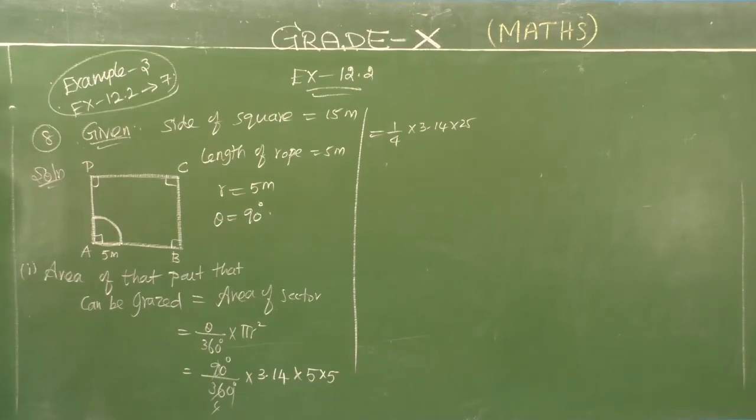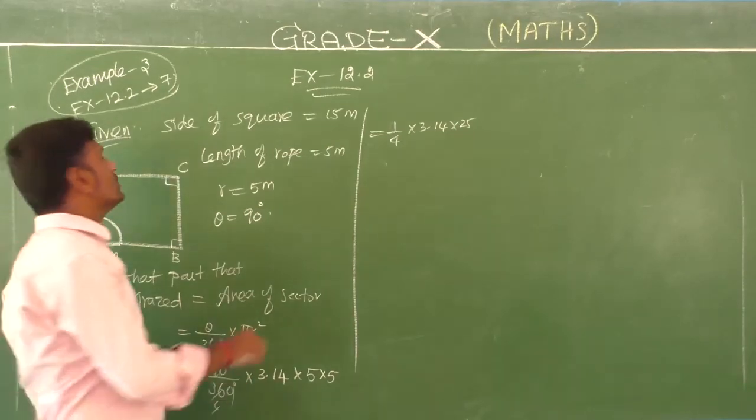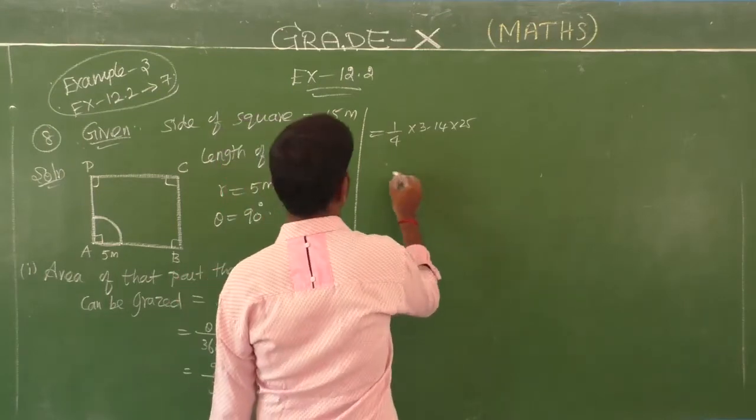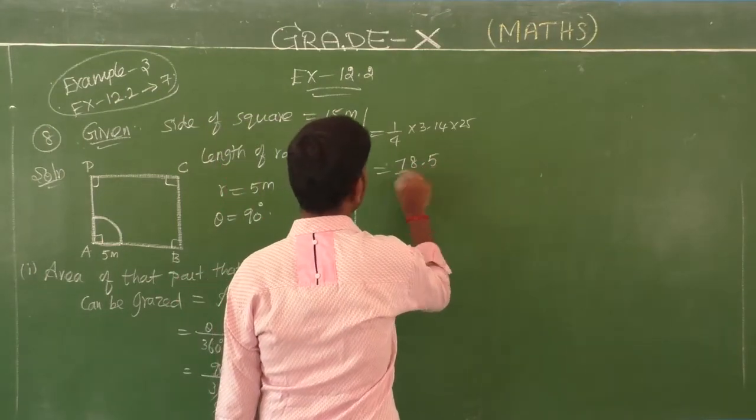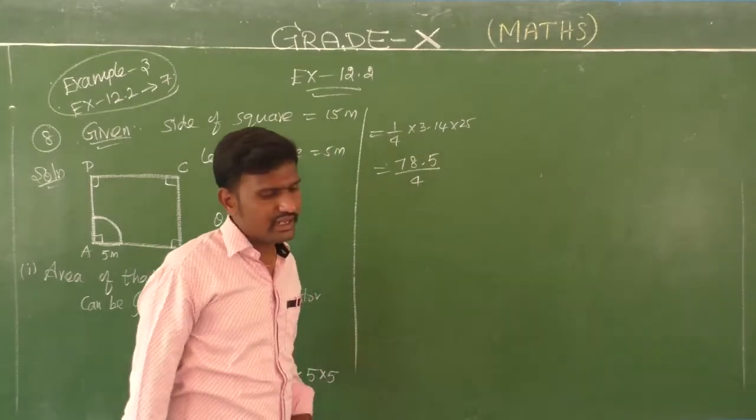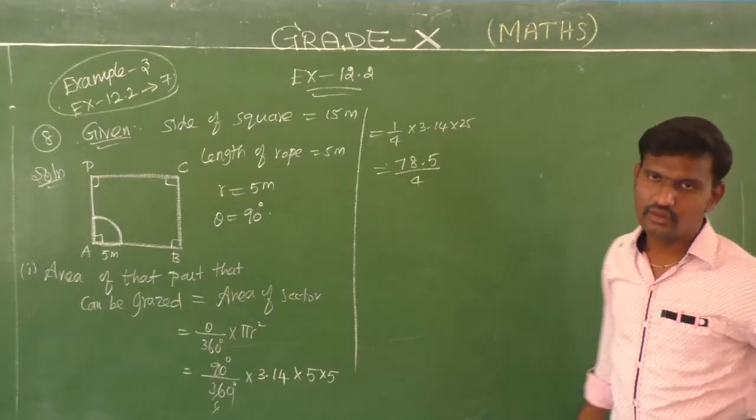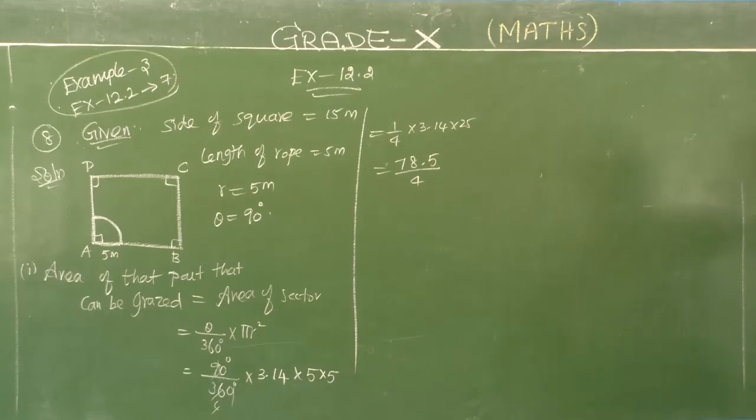So 5 fives are 25, put 5 carry 2. 1 five is 5, plus 2 is 7. 5 threes are 15. Then multiply by the two's table: 4 twos are 8, 1 two is 2. So 0, 5, 8, 7. Okay, that is 78. The two decimals I am going to move now. So what will come? 78.5 by 4. Okay, now simplify.